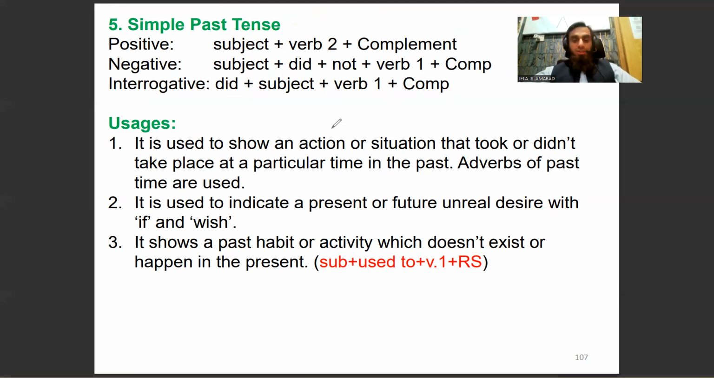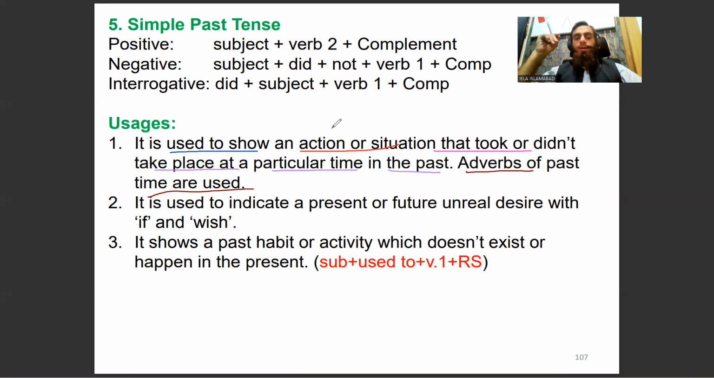Now, what are the usages? It is a very clear and understandable tense and also easy. It is used to show an action or situation that took place, or didn't take place, at a particular time in the past. Further, adverbs of past time are used, like long time ago, representing a very past activity. For that kind of past activity, we use this tense.